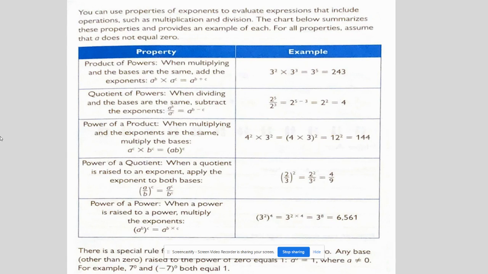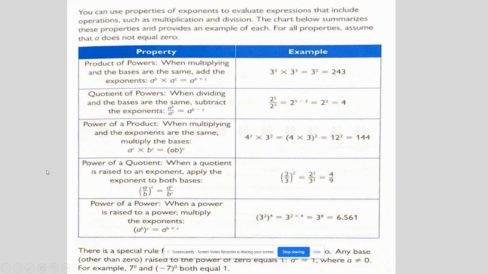Power of a product. When multiplying and the exponents are the same, multiply the bases. So if we have 4 to the 2nd times 3 to the 2nd, the exponents are the same. They're both squared, or to the 2nd power. So we're going to multiply 4 times 3, which is 12, and keep that to the 2nd power. You can see they've done that here for you in the example: 12 to the 2nd power, or 12 times 12, is 144.